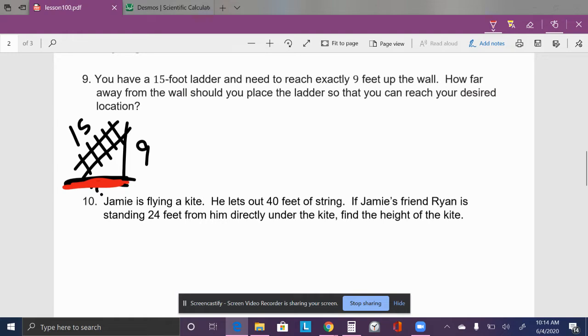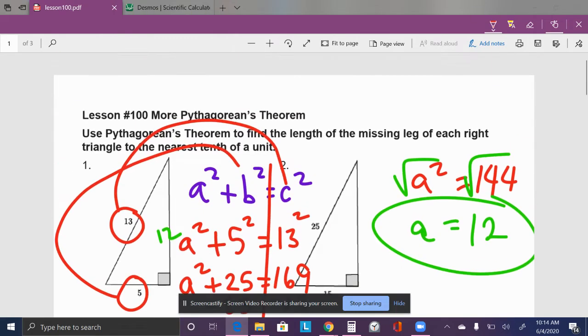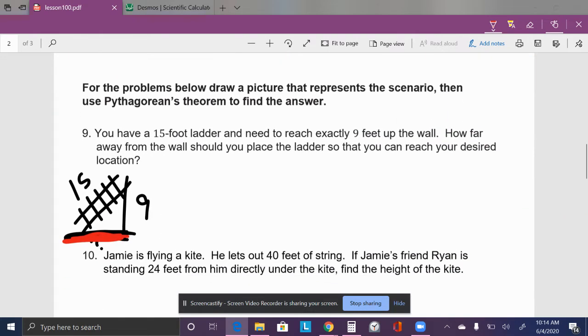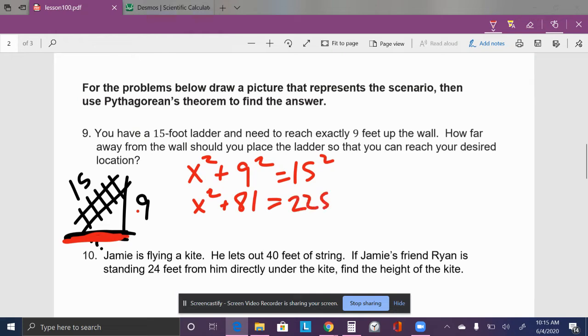So again, we use the same formula, a squared plus b squared equals c squared. And up here, I said a squared, right? You don't have to use a. You could use x. You could say x squared plus, what's the other leg? The other leg is 9. 9 squared is the hypotenuse squared, 15 squared. 9 squared is 81. 15 squared is 225.